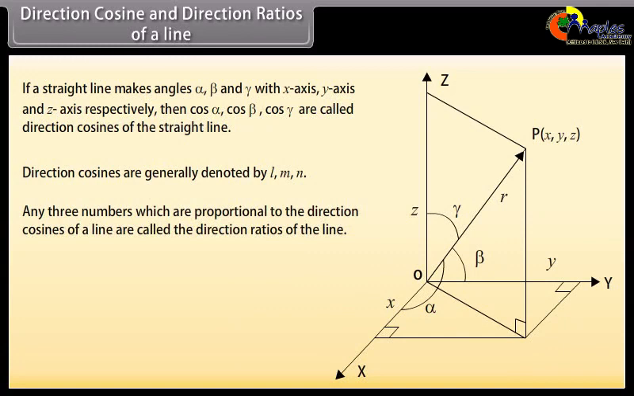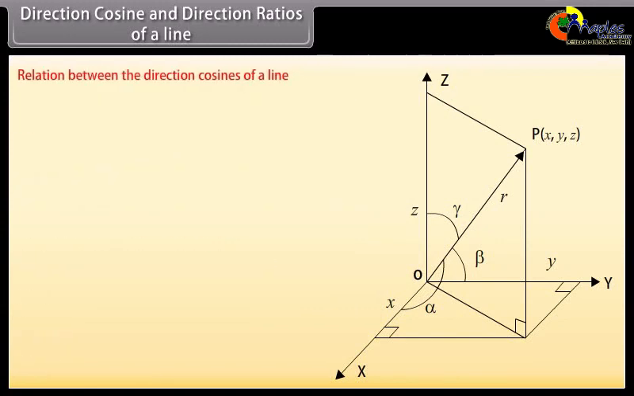Any three numbers which are proportional to the direction cosines of a line are called the direction ratios of the line. If A, B, and C are direction ratios of a line, then A equals lambda L, B equals lambda M, C equals lambda N. Relation between the direction cosines of a line.